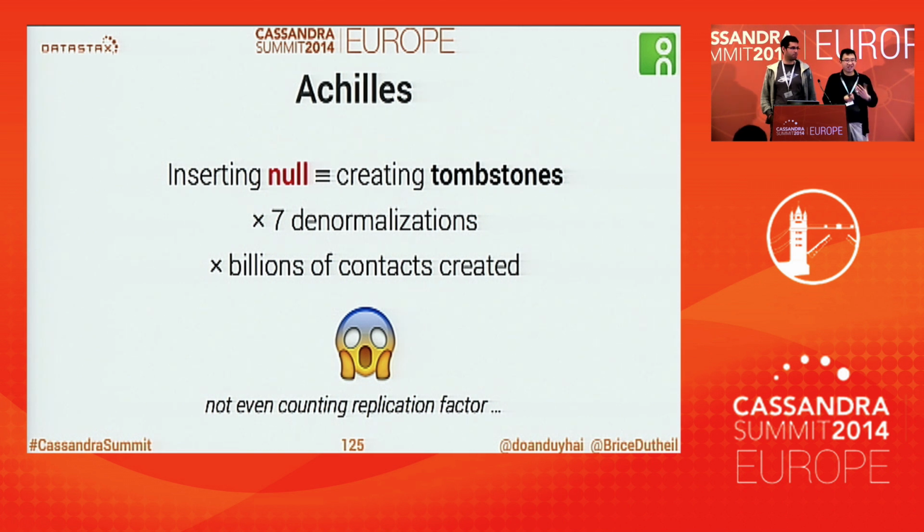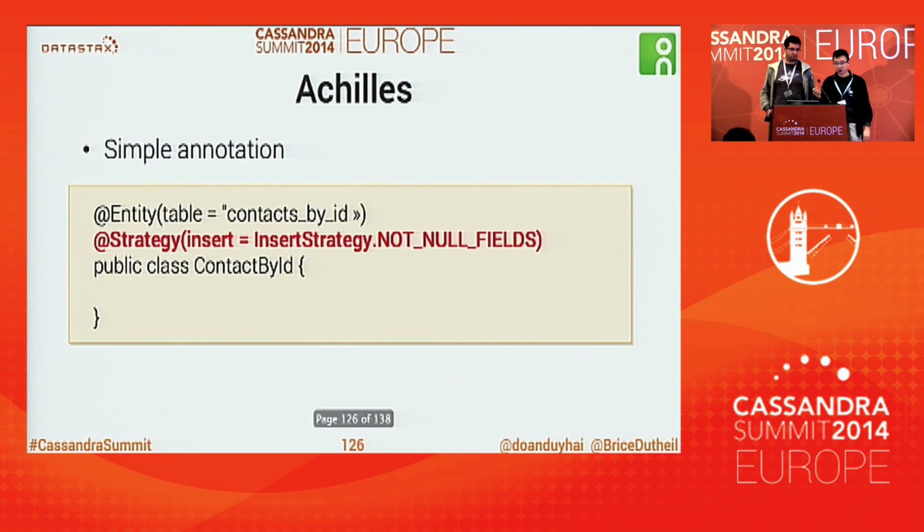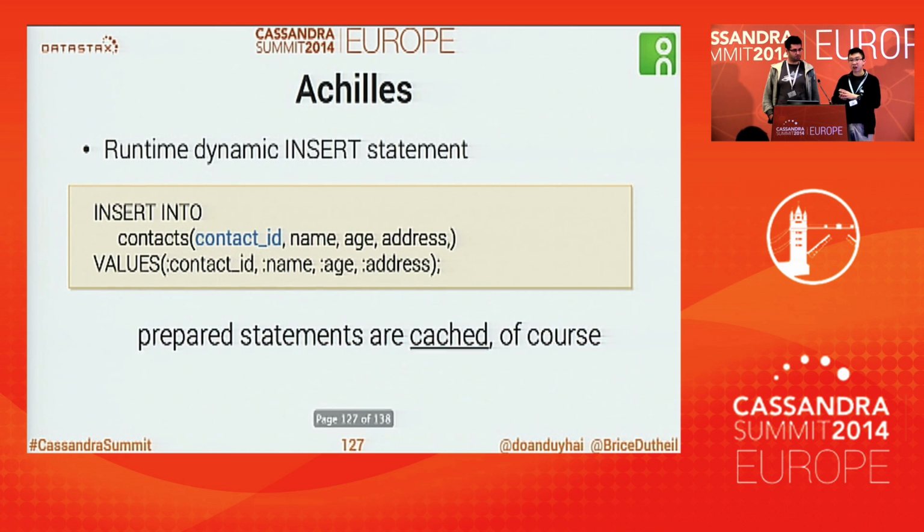So we don't think it's a good idea to create so many tombstones for nothing, especially because it will take some place on your disk, and it will put a lot of pressure on your compaction, of course. So the idea is to use an insert strategy, not null fields. How does it work? At runtime, when you are inserting data, Achilles will inspect your entity, just pick the columns which are not null, and generate, again, the appropriate statement for you. Put in a cache, of course.